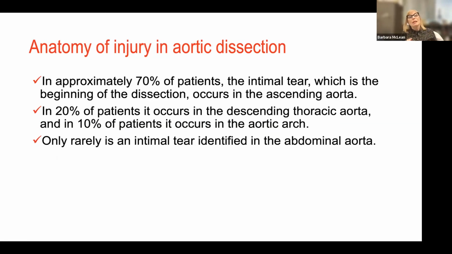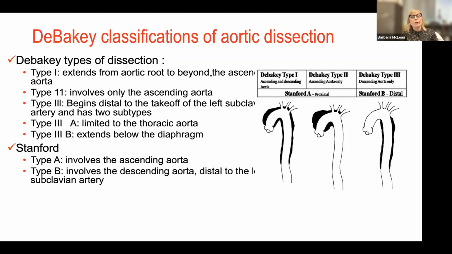Okay, so 70% of patients who have an intimal tear in the beginning, that 70% occurs in the ascending aorta. Okay, this is an emergency. It's a surgical emergency. In 20% of patients, it occurs in the descending thoracic aorta, and that's not nearly the emergency that the ascending aorta is. So again, position of the dissection, ascending, descending, thoracic, or abdominal, is really, really important in terms of the urgency that we're going to feel and what we're going to do.